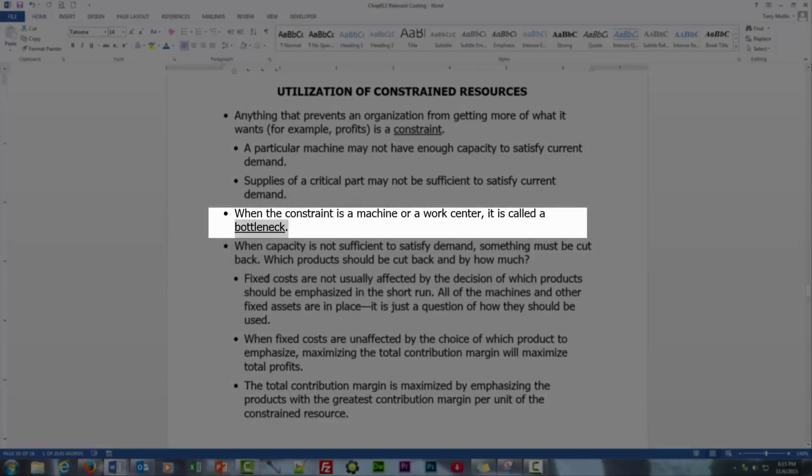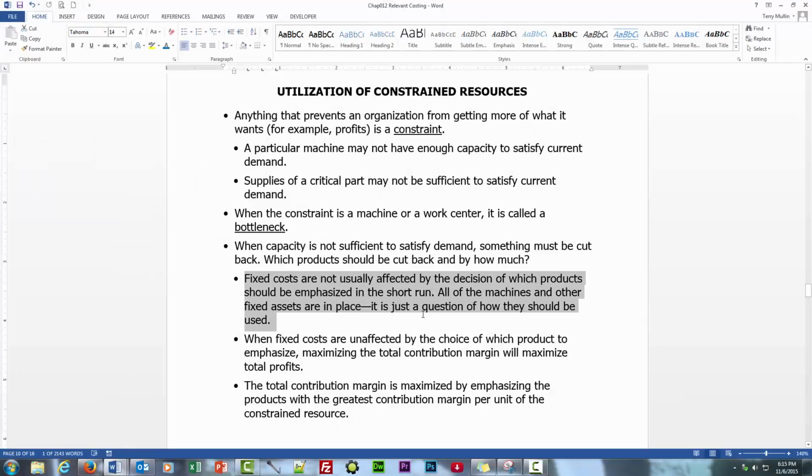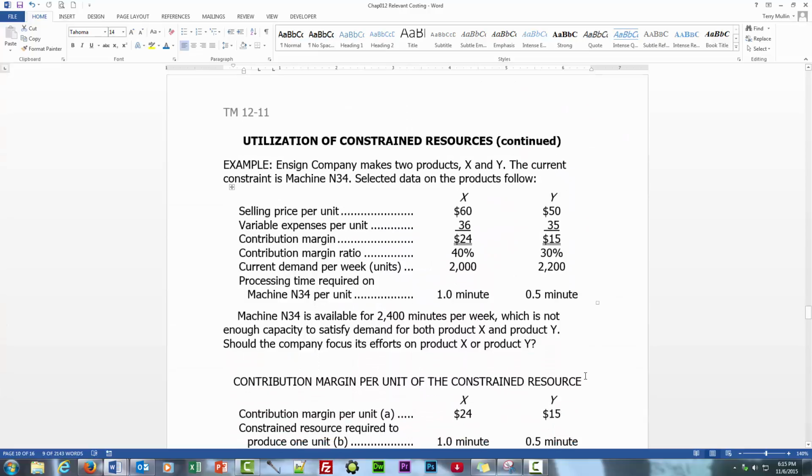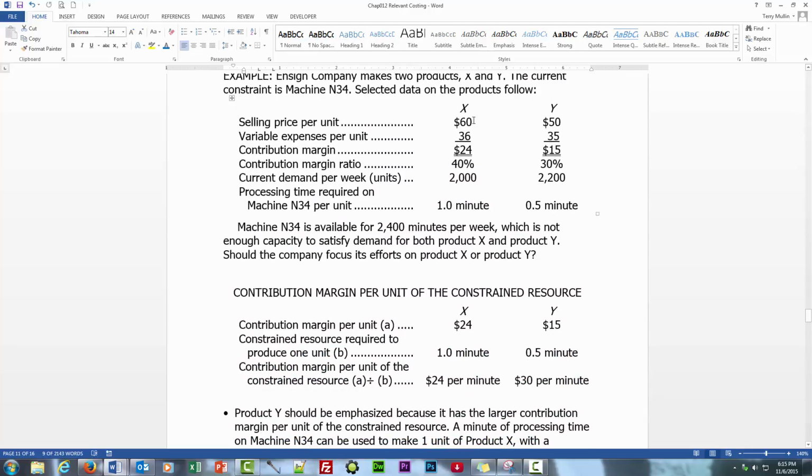So the issue becomes that the fixed expenses typically are not the problem, because you've got all the machinery there, you're going to pay the depreciation, etc. It's just how you use it. So the way to look at this, and what this part of the chapter is about, is you need to maximize your contribution margin. So if we look at some data here, our selling price is 60 for product X, product Y is 50, the variable costs are 36 and 35. If we did not have a constrained resource, then what we'd want to do is sell as much of X as we can, because it maximizes the contribution margin.